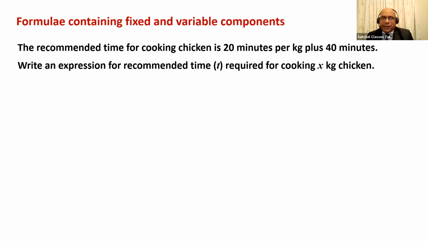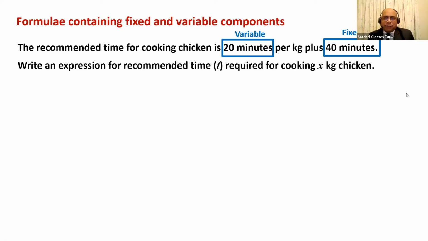As always, let's identify which is the fixed component and which is the variable component. If you look at the statement carefully, it says 20 minutes per kg, which means 20 minutes is the variable component. Am I right? Because it depends on the weight of the chicken. Plus 40 minutes. So 40 minutes is the fixed component, as you can see. But 20 minutes is the variable component because it all depends on the weight of the chicken, 20 minutes per kg.